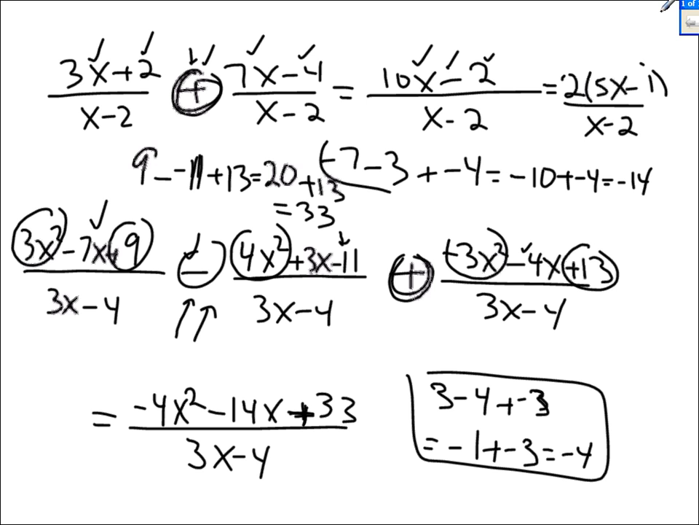It was just three arithmetic problems. Combine the numbers in front of x squares, combine the numbers in front of x's, and combine the constants. That's it. Combine means subtract and add accordingly. Try one more like this.